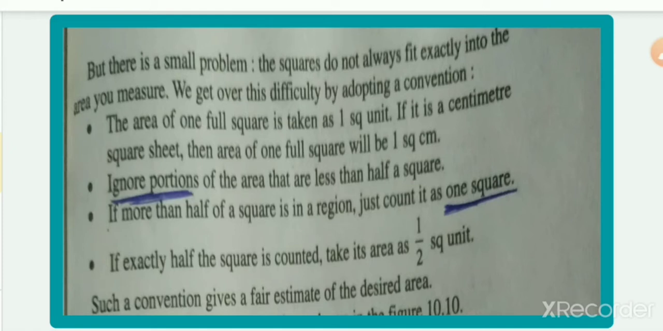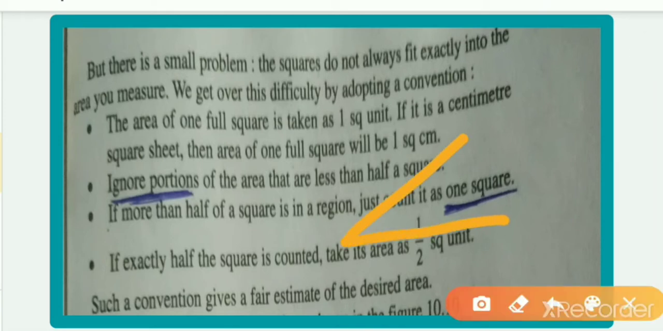The first one is: the area of one full square is taken as 1 square unit. Now the last one: if exactly half the square is counted, take its area as half square unit. If exactly half the square is counted, then take its area as half square unit. If the square is half shape.